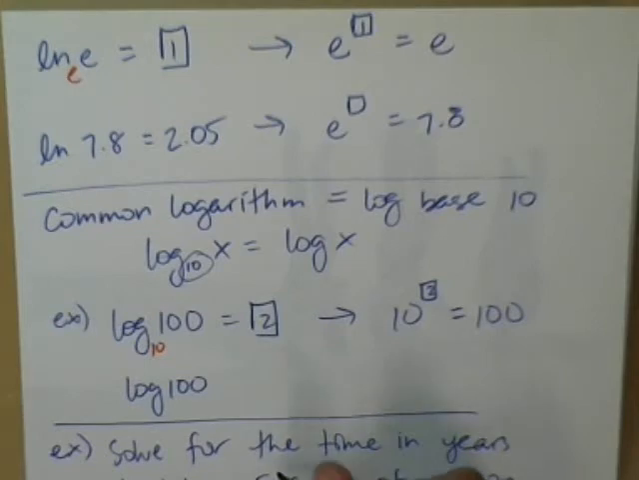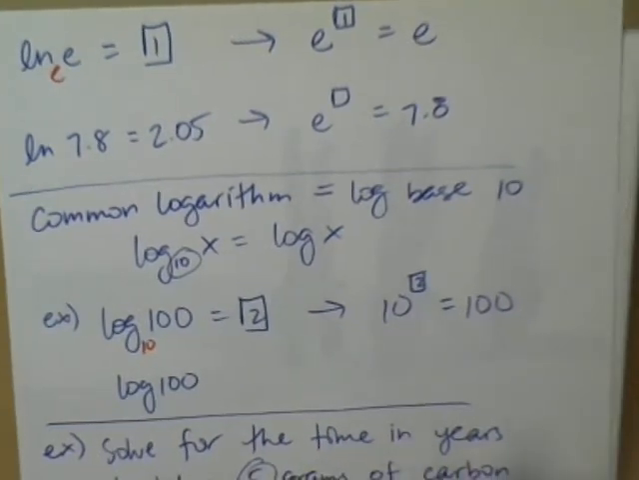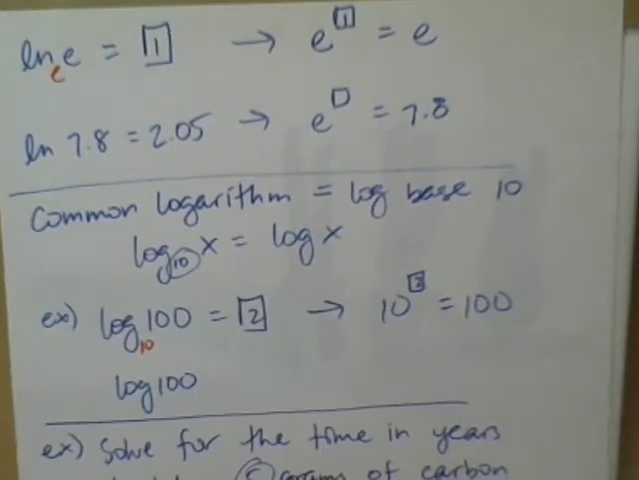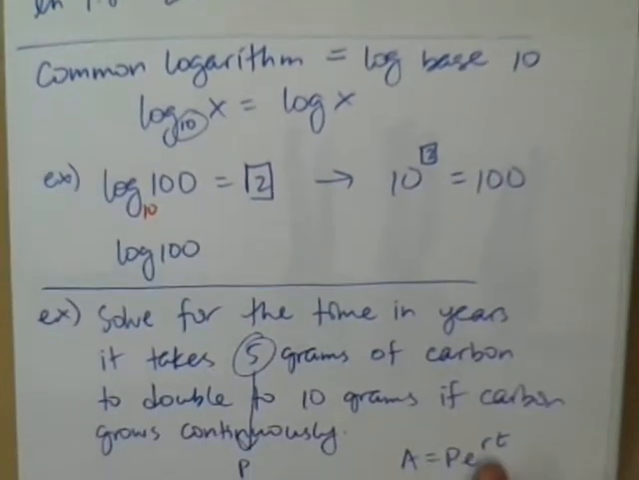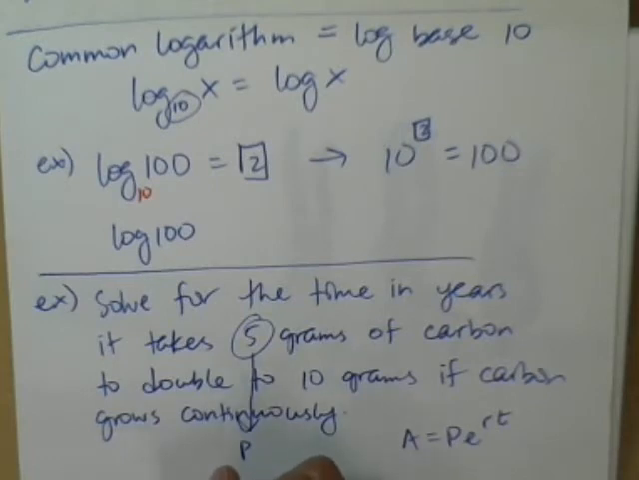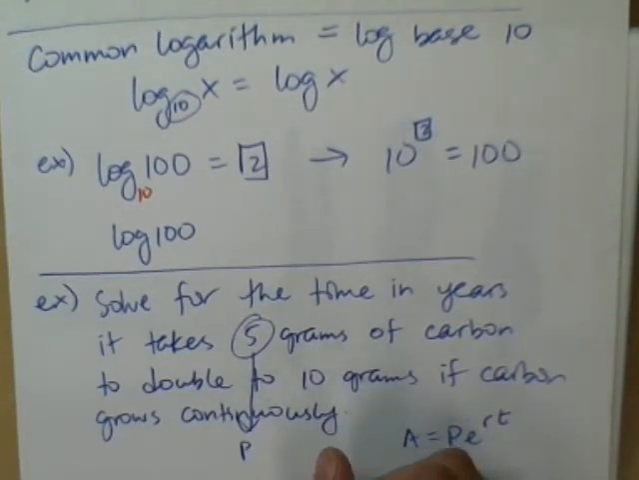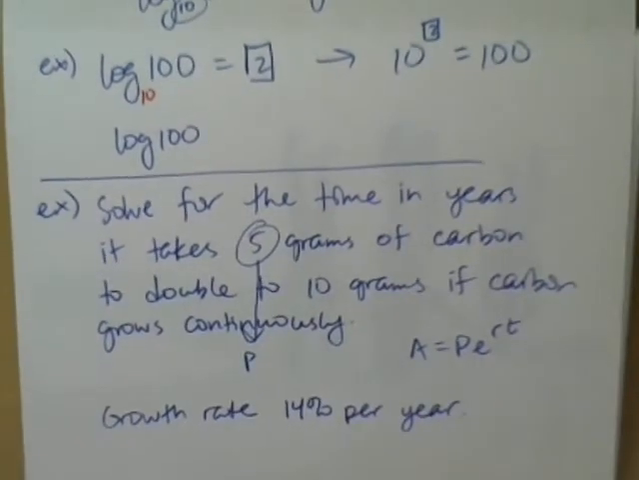Okay, so my initial value is 5. That would be P. I'm going to use A equals P e to the rt. I'm going to give you the growth rate as well. Let's say that it grows, I don't know, 14% per year. I am just completely, totally making this up. Okay, it grows 14% per year.